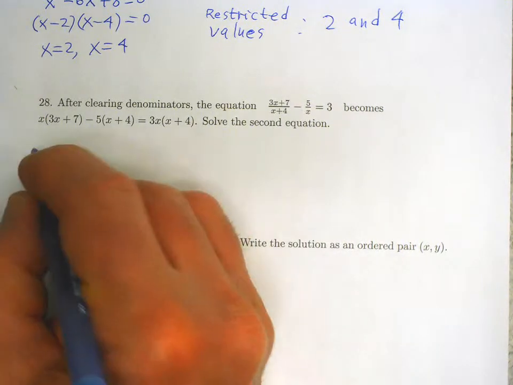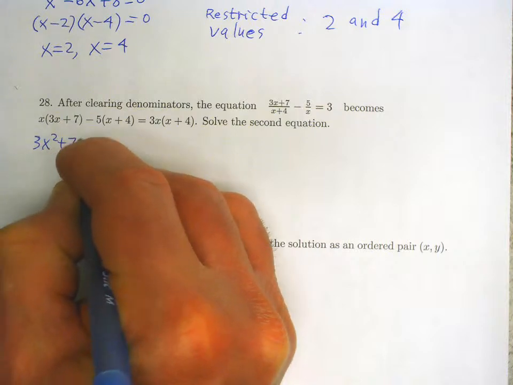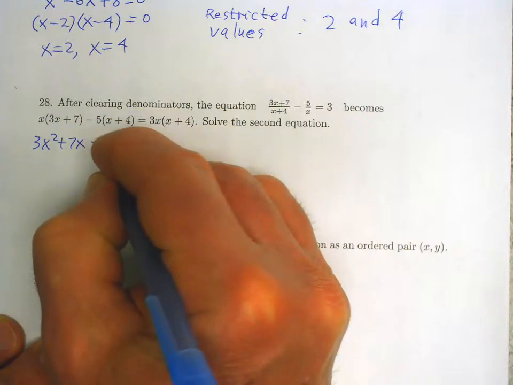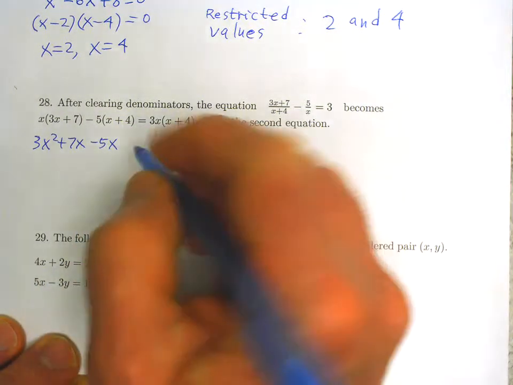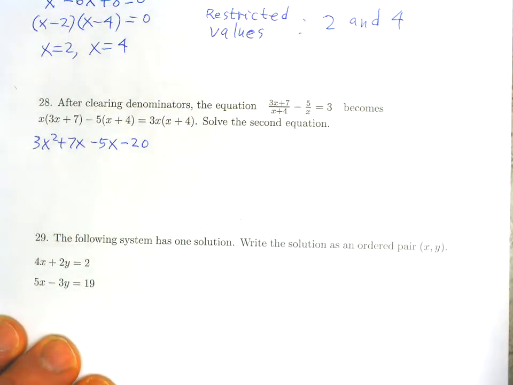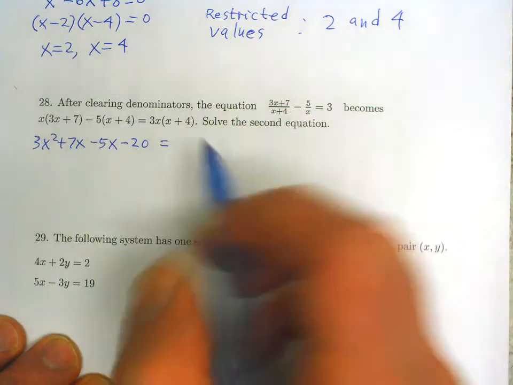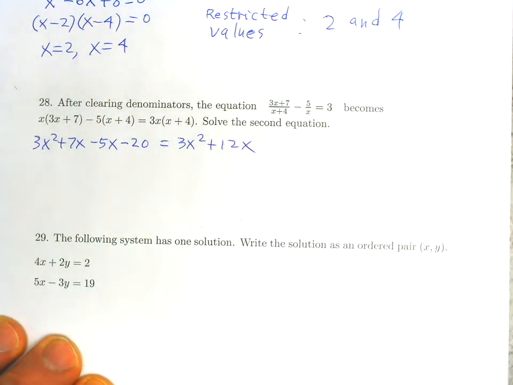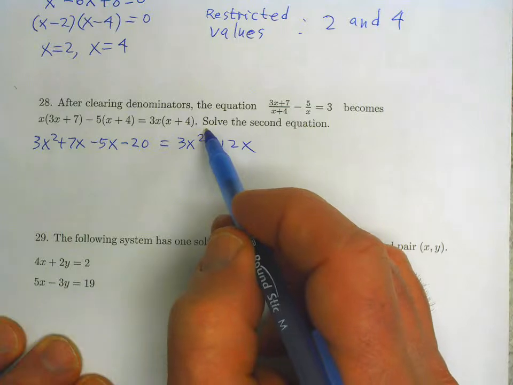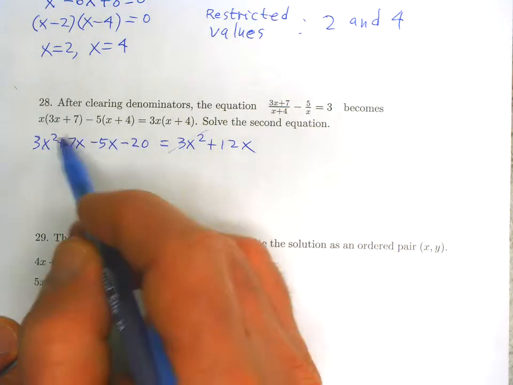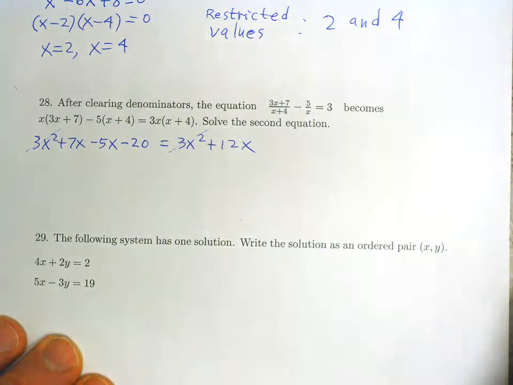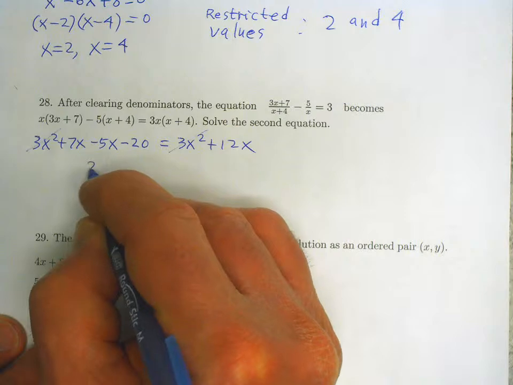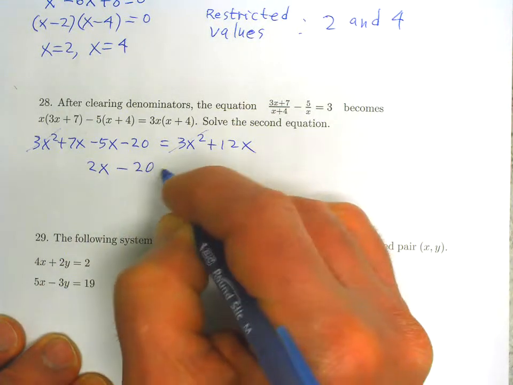X times 3x plus 7 is 3x squared plus 7x. And then be careful here, we have to subtract 5x, but we also have to subtract 5 times 4, meaning we're subtracting 20. Then on the right-hand side, 3x times x plus 4 is 3x squared plus 12x. Both sides have 3x squared, so when we subtract 3x squared from both sides, all of the x squared terms are eliminated. Then on the left-hand side, 7x minus 5x is 2x. So we get 2x minus 20 equals 12x.